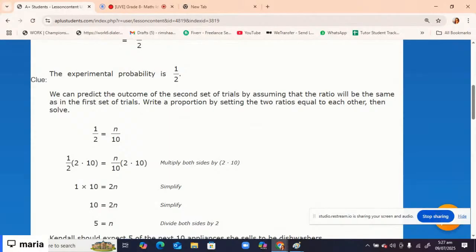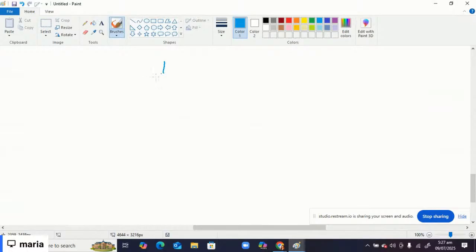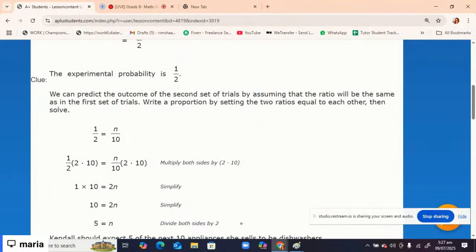Assuming that the ratio will be the same as in the first set of trials, write a proportion by setting the two ratios equal to each other and then solve it. So 1 by 2 is equal to n by 10. So how can we solve it? 1 by 2 is equal to n by 10. We are just separating out this 10.